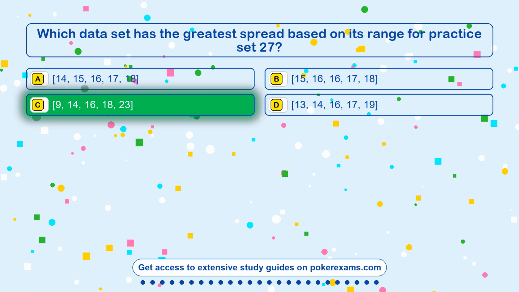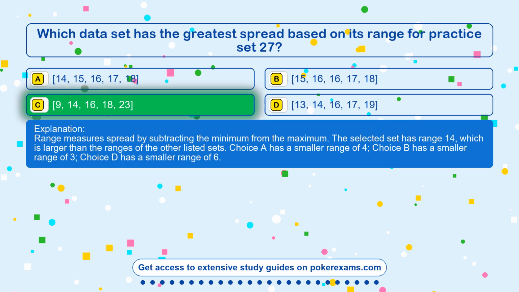The correct answer is option C, 9, 14, 16, 18, 23. Range measures spread by subtracting the minimum from the maximum. The selected set has range 14, which is larger than the ranges of the other listed sets. Choice A has a smaller range of 4, Choice B has a smaller range of 3, Choice D has a smaller range of 6.